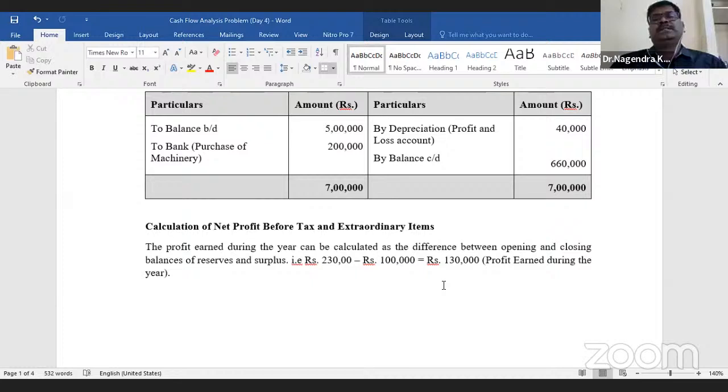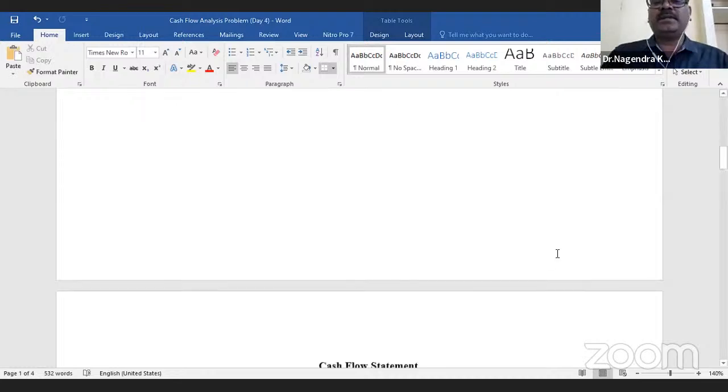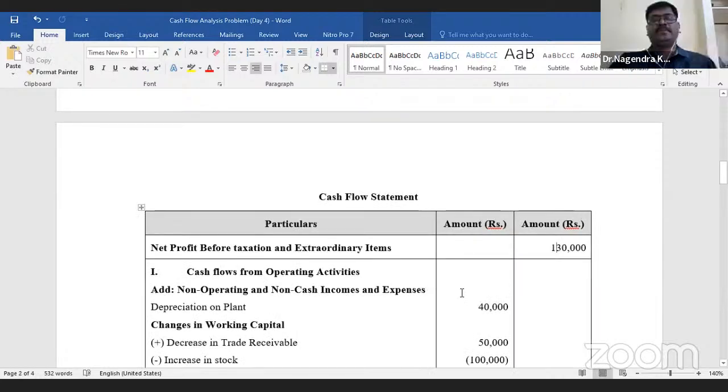This may be after tax only, but we don't have any tax information. Or it may be after payment of dividends also. We don't have any such information. So what we will do is take this amount straight away into the calculation of the cash flow statement. This point you have to understand.